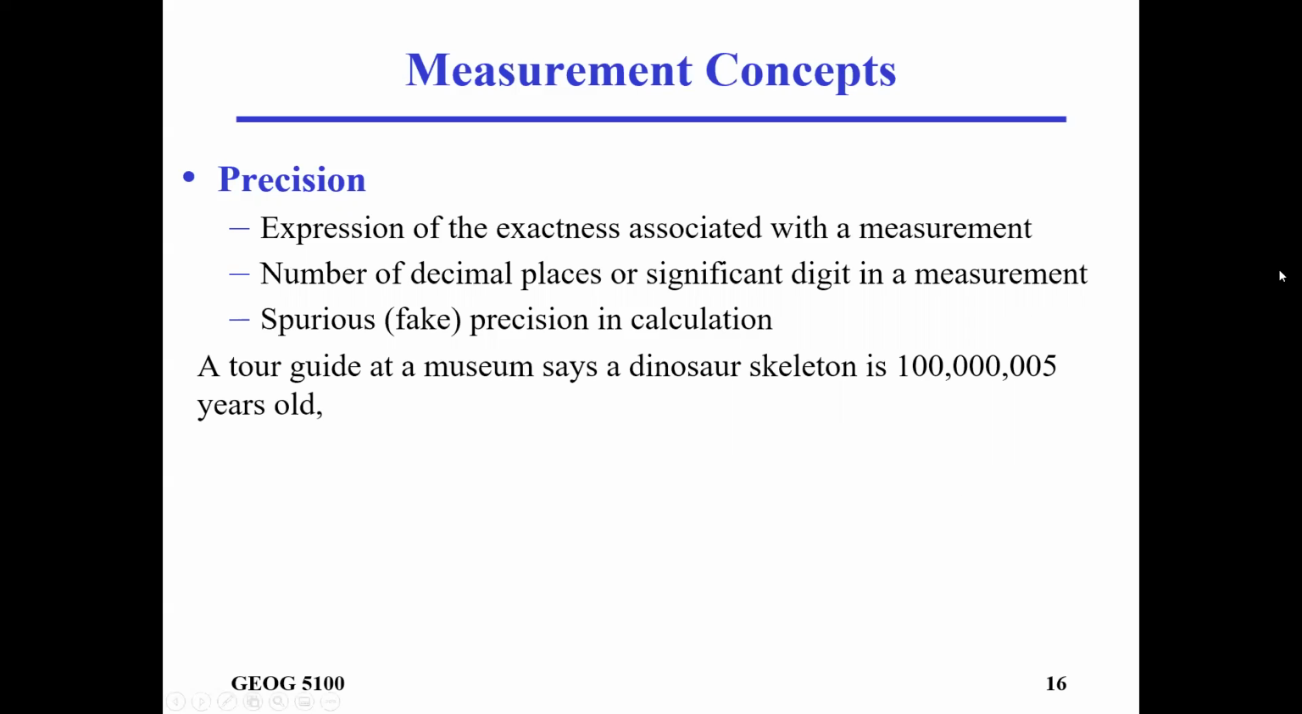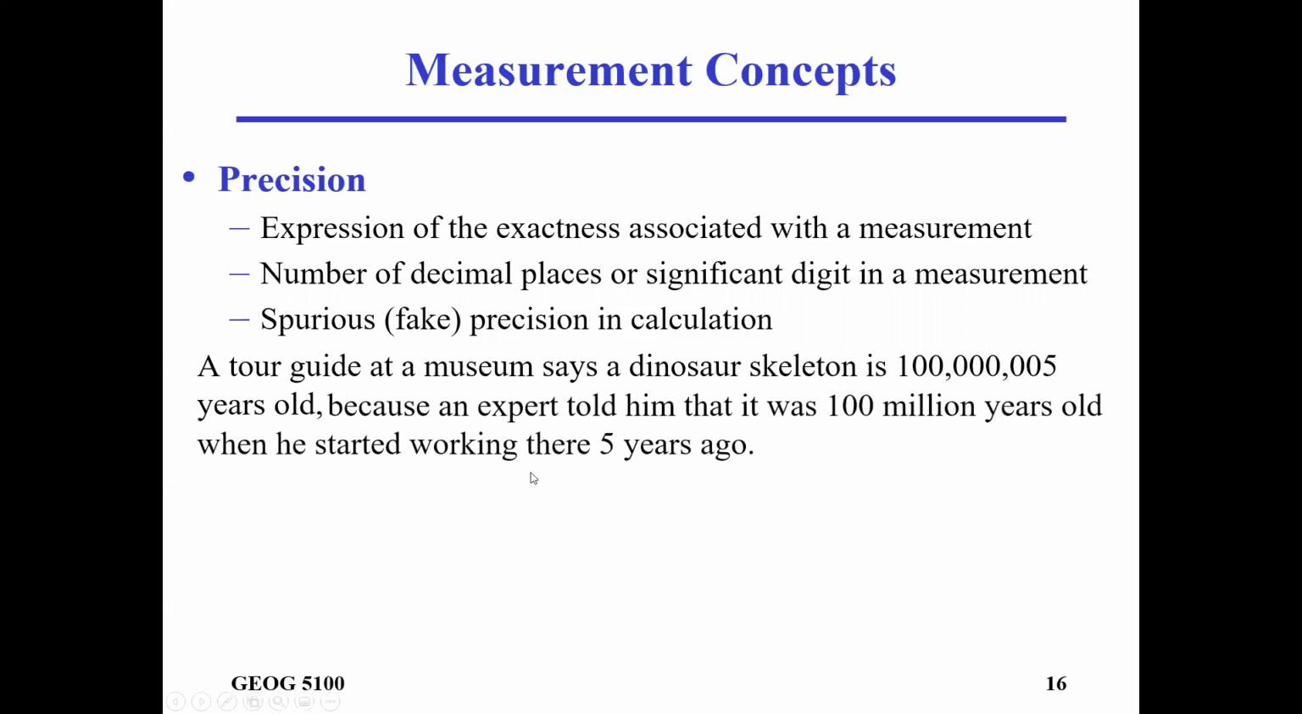You see here, why 5 years old? Okay, here comes the punchline. Because an expert told him that it was 100 million years old when he started working here 5 years ago. So 100 million plus 5 is 100 million and 5. This is a joke, but this 5 years is something we call fake precision, because compared to 100 million, this 5 years is just too tiny to talk about, to mention.